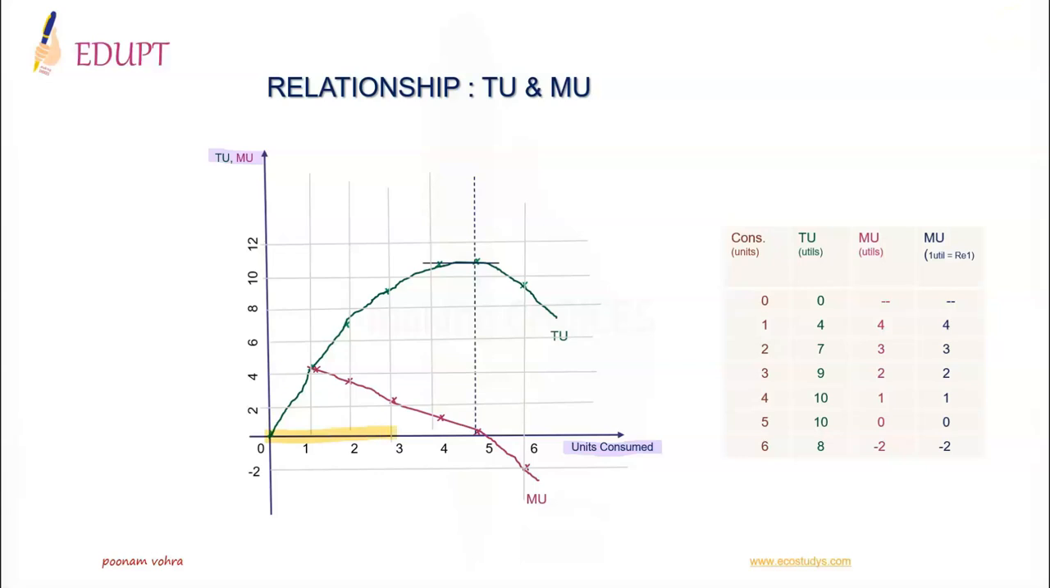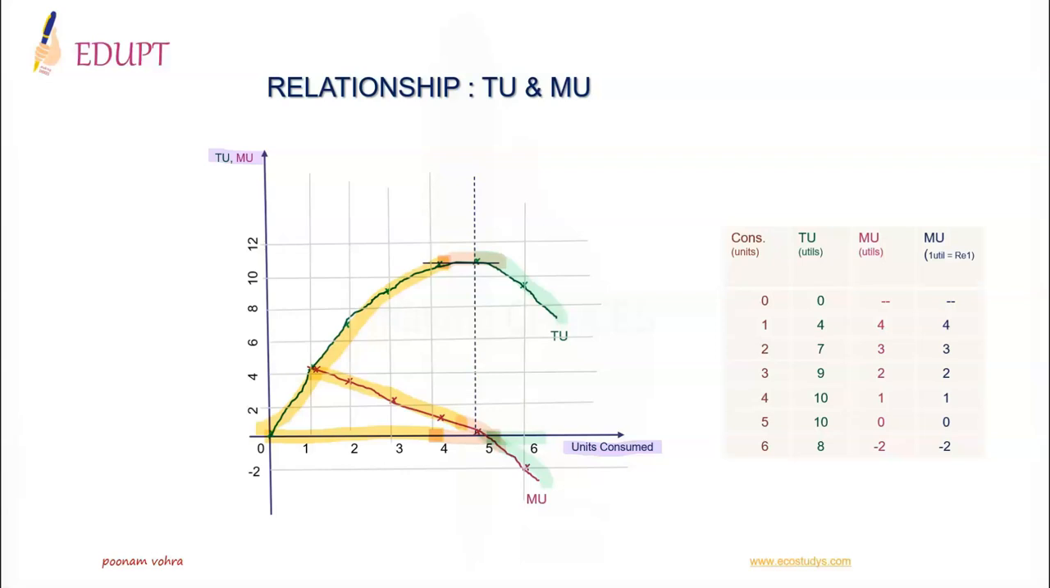units consumed increases from 0 till 4 units, total utility also increases. Marginal utility declines. As units increase from 4 to 5 units, total utility remains constant and marginal utility is 0. With a further increase in the units consumed to 6 units, now total utility declines and marginal utility becomes negative.